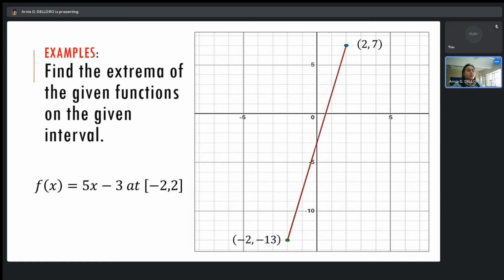I-construct natin ng maayos. The maximum of f, or the given function, occurs at x equals positive 2 and has a value of 7. And the minimum of the given function occurs at x equals -2 and has a value of -13. Okay? So yun po yung pag-state. Let's have the second example.